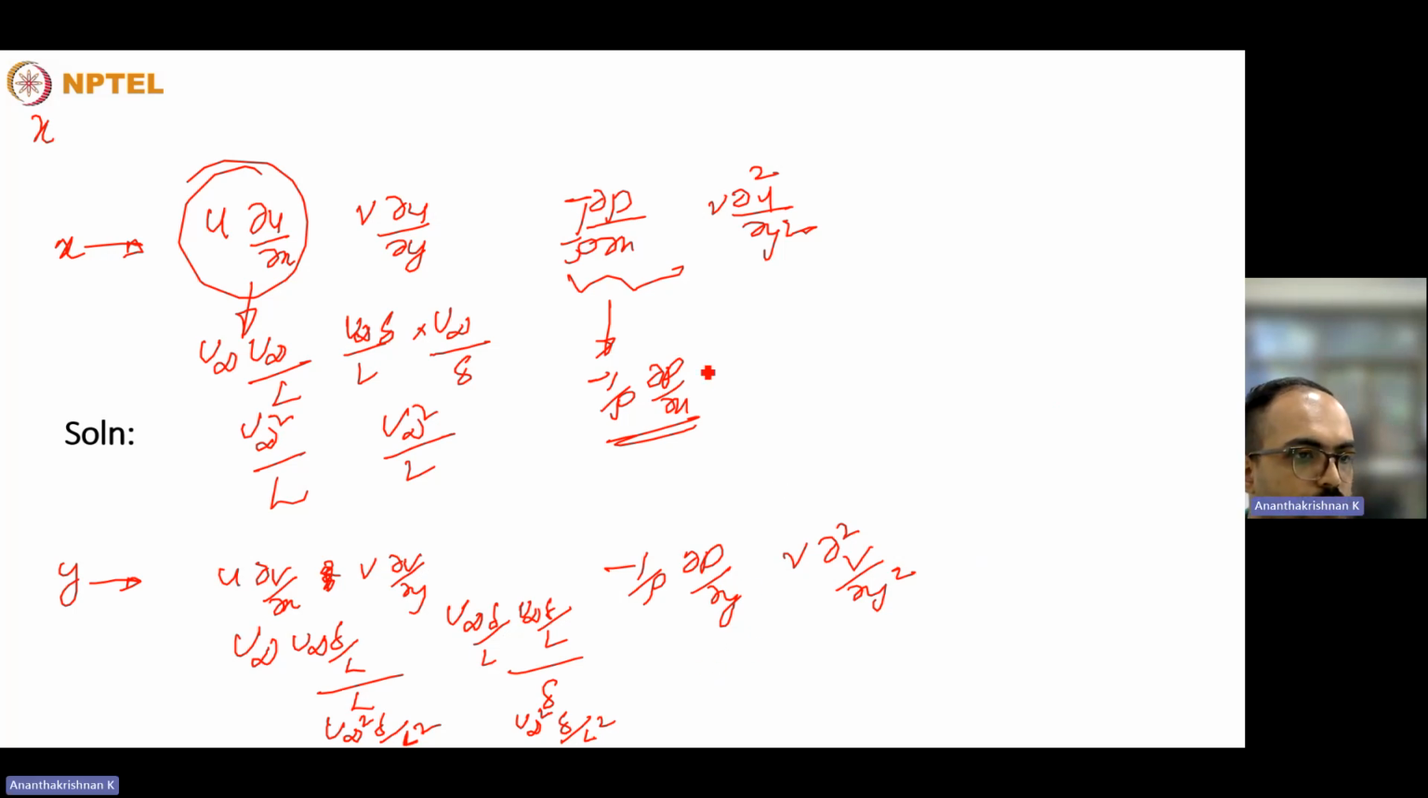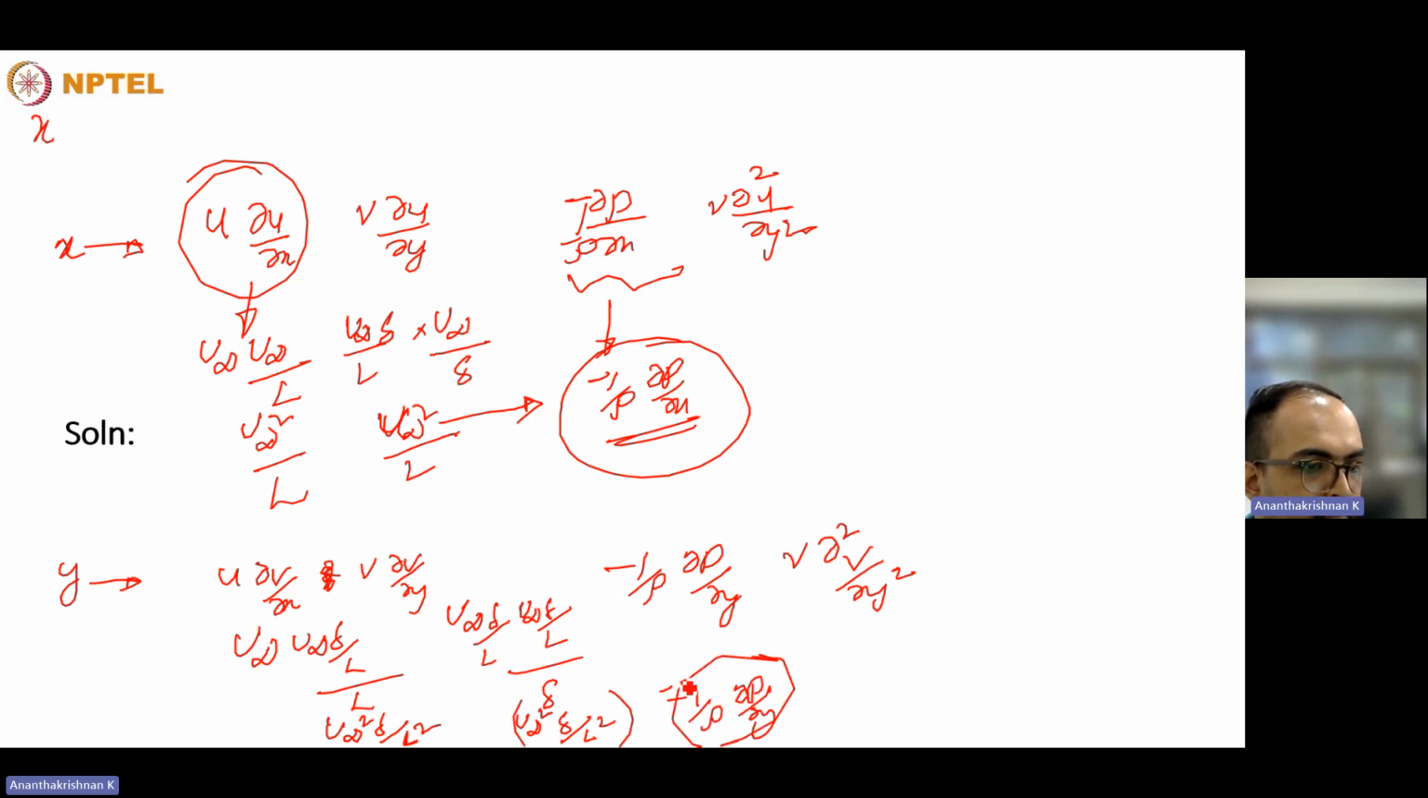So from this we can get the scale of minus 1 by rho ∂p/∂x. That will be the same as the scale of this term, and the scale of minus 1 by rho ∂p/∂y will be the same as the scale of this one. So from the scaling analysis, we get a scale. It doesn't give you the actual value, but you get an approximate value, or the order of magnitude, of each of these quantities. So we can get the value of the pressure gradient. Now comes the next part.